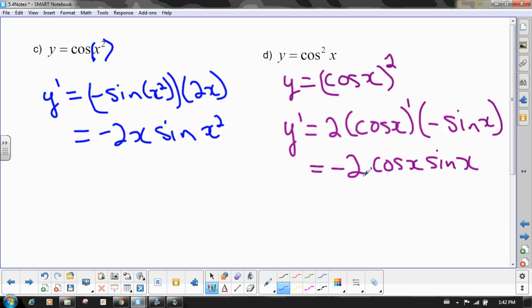For grade 12, it's okay if you leave it like this, but if you recognize that this is actually the double angle formula, and if you don't, that's okay. I would totally accept it, but if you recognize it, then this here is going to be another acceptable answer. Either one of these is fine.